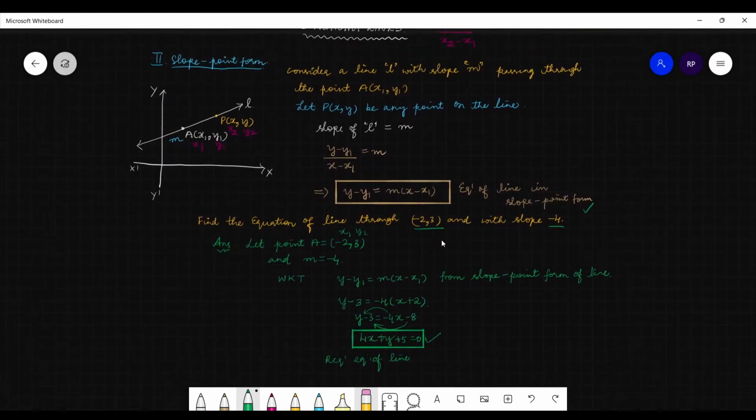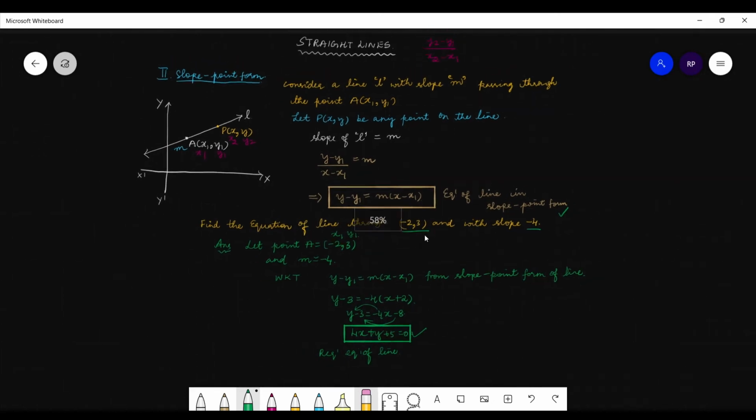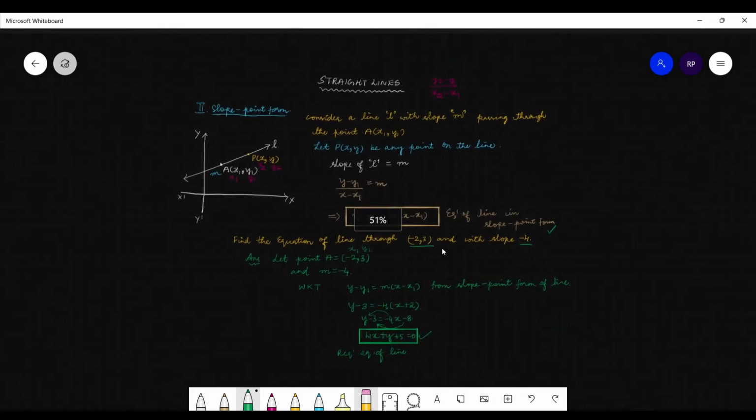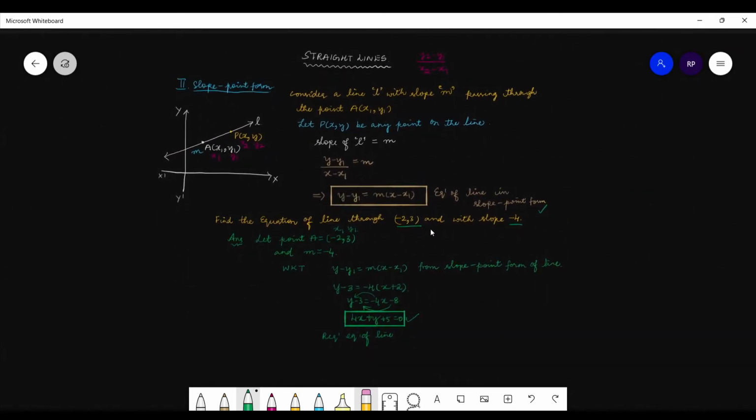I hope you have understood the derivation, a small derivation, as well as an illustration question. Right? So the other forms, 2-point form, slope intercept form and normal form, we will do in the upcoming recordings. So thank you so much.